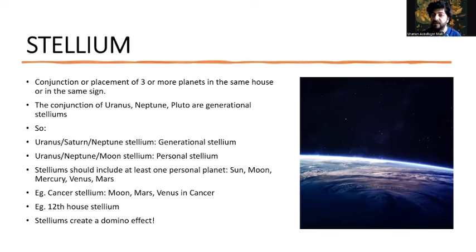So if you have one personal planet at least in a stellium, along with the generational planets, it is considered a stellium. Okay. Or it can be Moon, Sun, and Mercury, for example. It can be a stellium because they are all personal. But Uranus, Saturn, and Neptune are not personal stelliums. They are generational stelliums. So stelliums should include at least one personal planet, Sun, Moon, Mercury, Venus, and Mars. Okay. For a person to be effected.